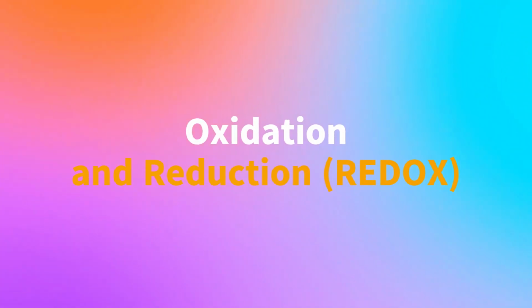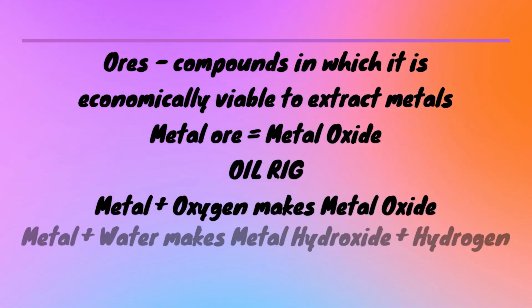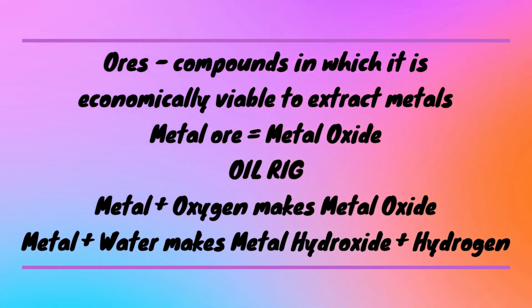And then we have oxidation and reduction or redox reactions. Now, most metals come from ores. Ores are compounds in which it is economically viable to extract metals. A metal ore is also called a metal oxide, so that would be formed by reacting metal with oxygen, and that metal oxide would actually tarnish the shine of a metal. Now, we have the acronym OIL RIG. Oxidation is the loss of electrons, reduction is the gain of electrons, which we'll use later on.